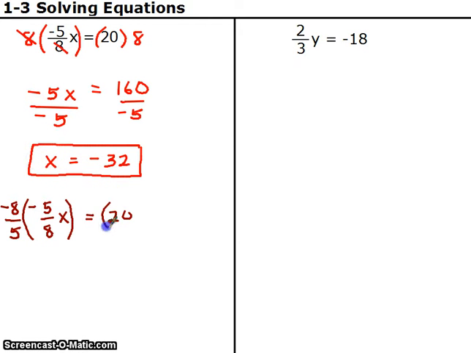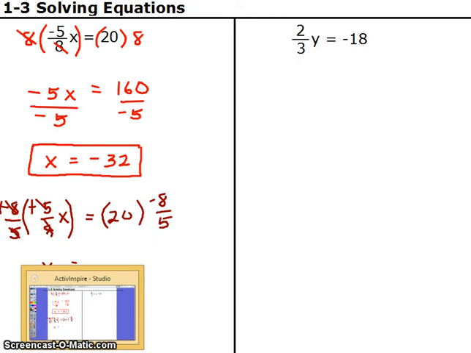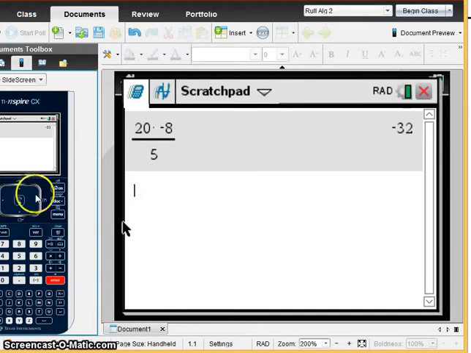Alright, so if we do that to both sides, times negative 8/5, alright, the negatives cancel, the 8's cancel, and the 5's cancel. That leaves us with just x. Alright, now this calculation is a little tougher to do, but you'll notice it's the same exact thing we did over here. We're multiplying by 8, 20 times negative 8, and then we're dividing it by 5. Okay, so you could do it in two steps in your head like that, or you can pull up your calculator and type it in.